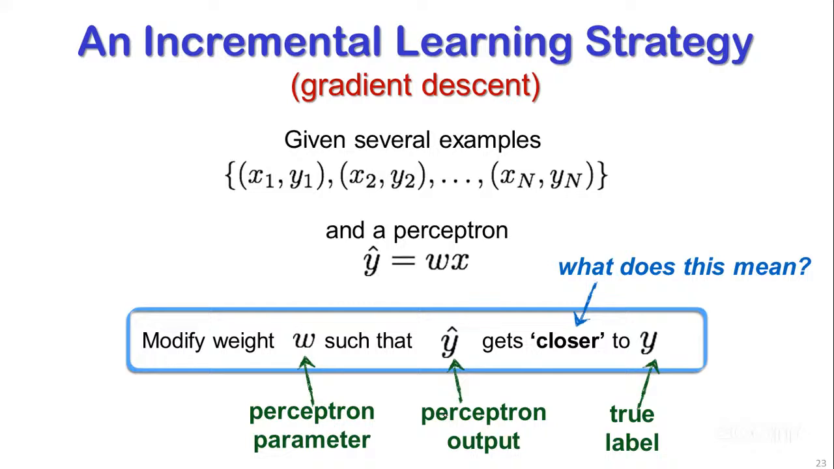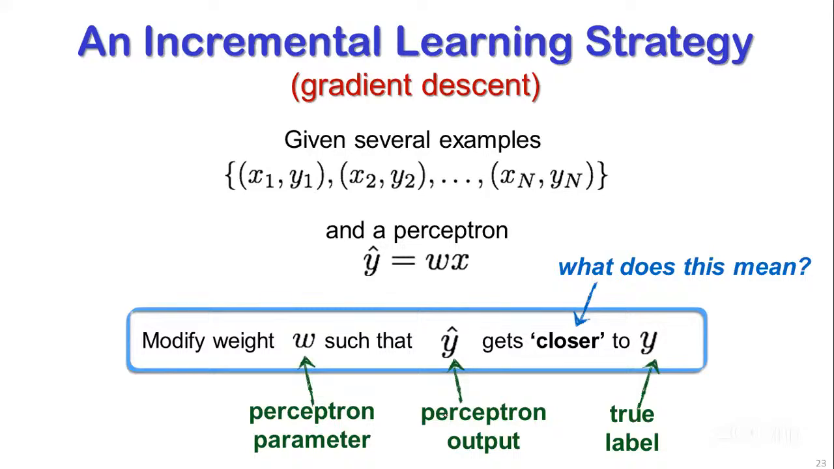So now let us say these are the several examples given to me. x1, x2, x3 are the inputs, y1, y2, y3 are the outputs, and we have a single perceptron there, and this is your predicted outcome, right? So we need to modify our weight vector such that your predicted output is closer to your true label. True label is y, predicted label is y hat, right?